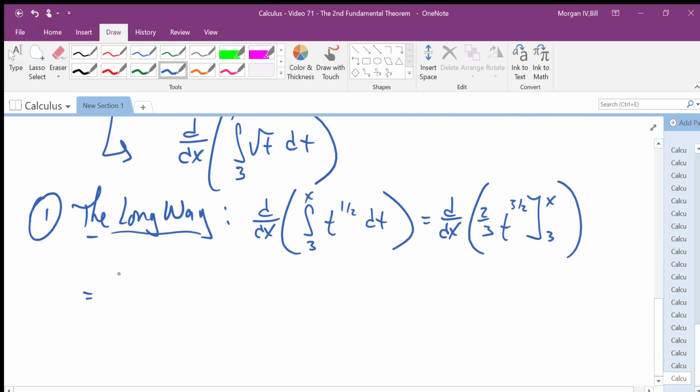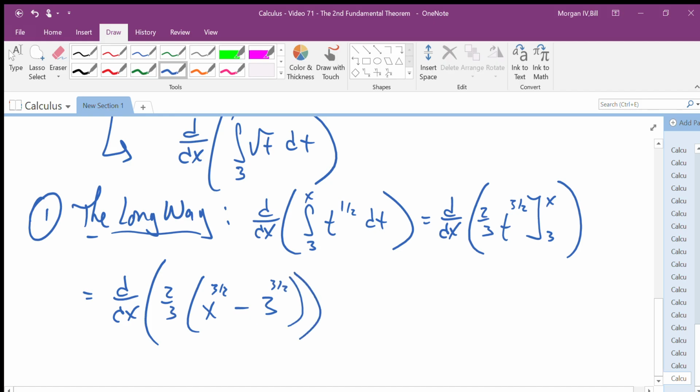Okay, that would be the derivative of 2/3 times, plugging in x first, I get x to the 3/2, minus, now plugging in 3, I get 3 to the 3/2. Or, you could use a calculator and figure out what exactly that is. 3 to the 3/2 is some decimal. Well, let's go ahead and find out what that decimal is. 3 to the 3/2, I've got about 5.20.